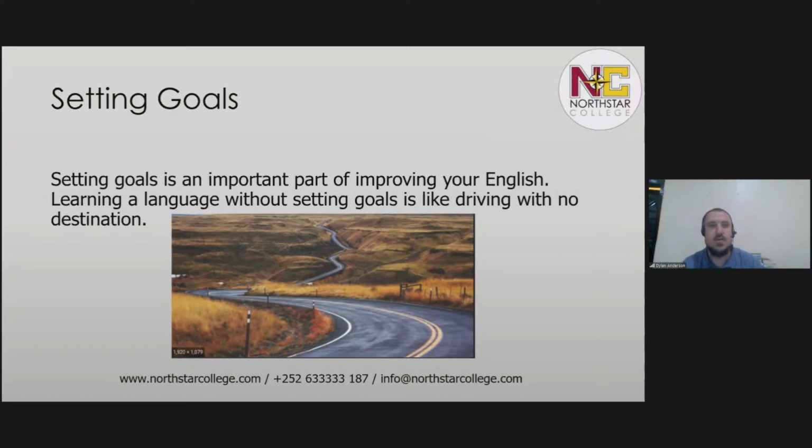So setting goals is really important to have that week by week knowledge of, okay, I'm improving. I learned these words last week. I learned these phrases, whatever your goal is.